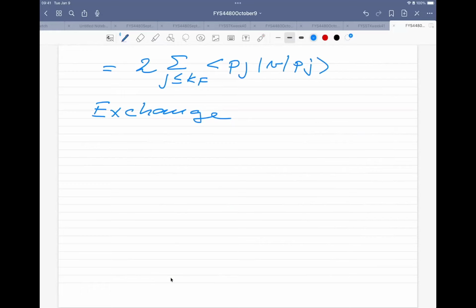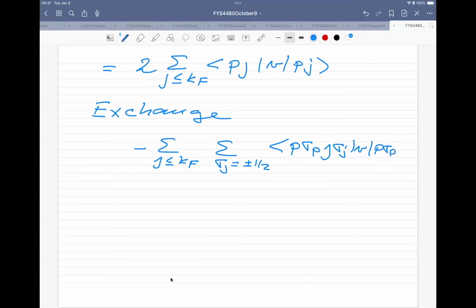But you will see immediately now that if you look at this term, it breaks down into a sum over j less than kF. And then we have a sum over sigma j equal to plus minus 1/2. And then we have p, sigma p here, and then we have j, sigma j. So the interaction doesn't do any changes. And then we have p, sigma p. But now we have to be a little bit careful because we have an exchange term. So we have j, sigma j, and then we have p, sigma p.